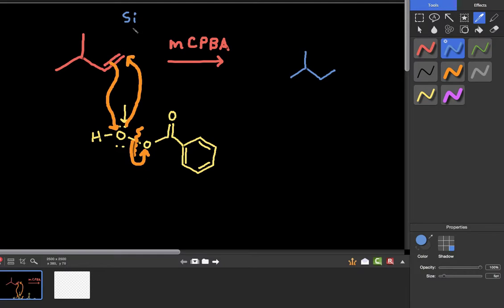Of course, that makes me think of Uncle Si in his glass of tea. And if it attacks from the bottom, it's re attack. So I'm going to show one of the enantiomers.